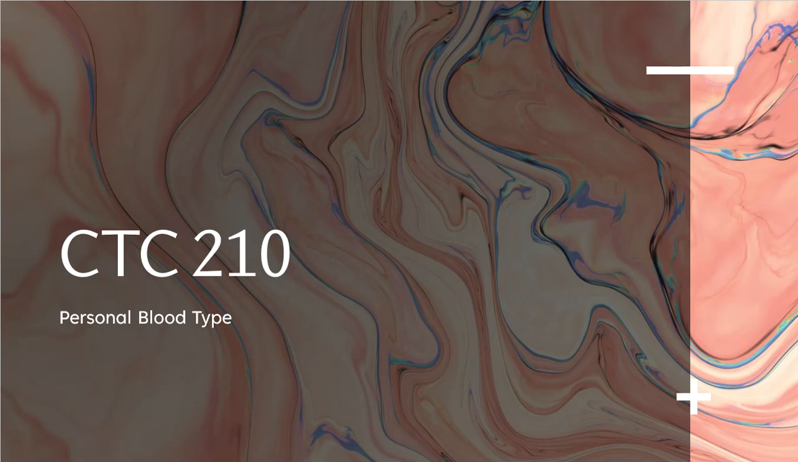So the very first lab is going to focus on your personal blood type. You're going to be typing yourself. You're going to actually draw your own blood. Yes, that means prick your finger. And now we're going to prick our finger and we're going to type our own blood so we know what we have.